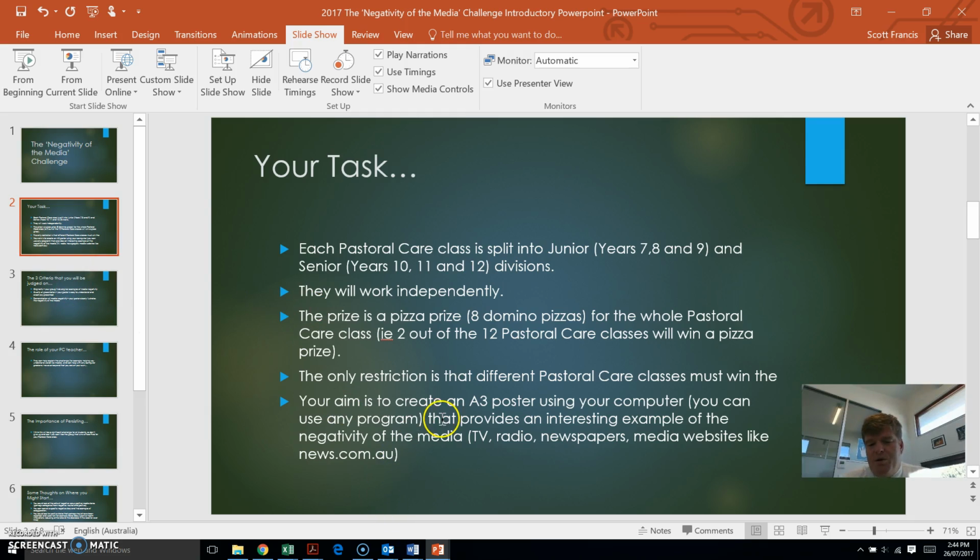And what we're aiming at, where we're going to get to, is to create an A3 poster using your computer that provides an interesting example of the negativity of media. TV, radio, newspapers, media websites like news.com.au. So that's what we're working on. And you can use whatever program on your computer to make the poster so long as we can print it out at the end of the time.